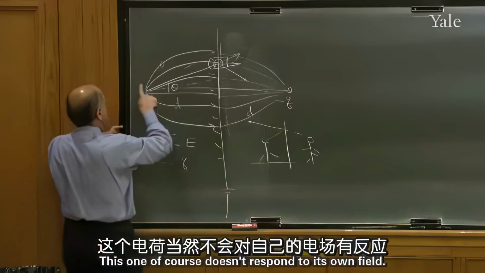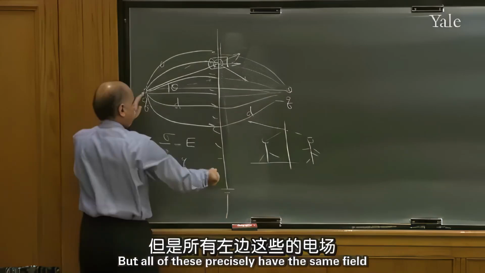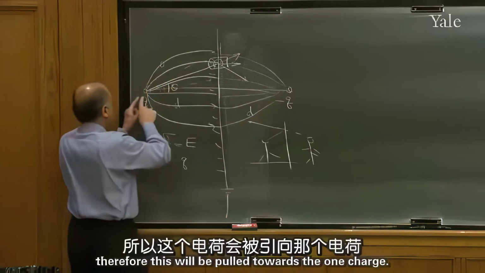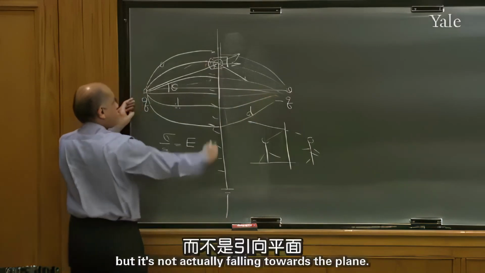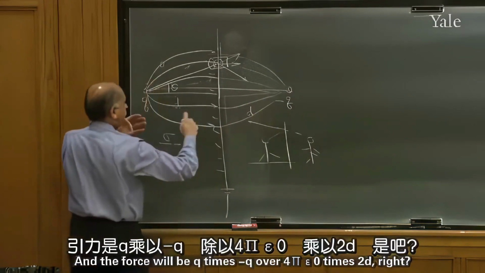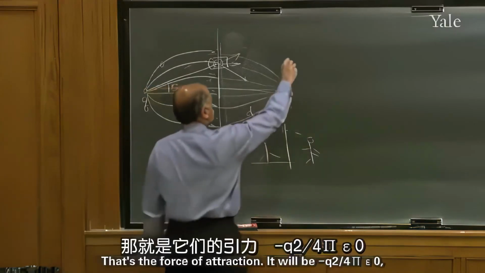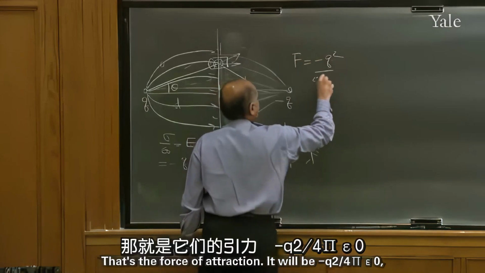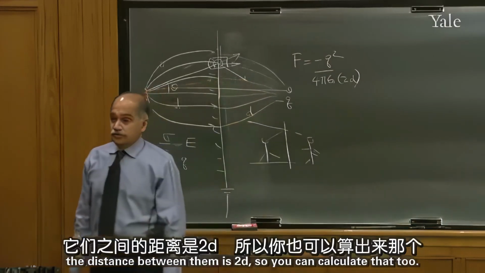This one, of course, doesn't respond to its own field. It responds to the field of all of these. But all of these precisely have the same field to the left as this one charge. Therefore, this will be pulled towards that one charge. It thinks it's falling towards the other charge, but it's actually falling towards the plane. And the force will be q times minus q over 4 pi epsilon 0 times 2d. Right? That's the force of attraction. It will be minus q squared over 4 pi epsilon 0. Distance between them is 2d. You can calculate that too.